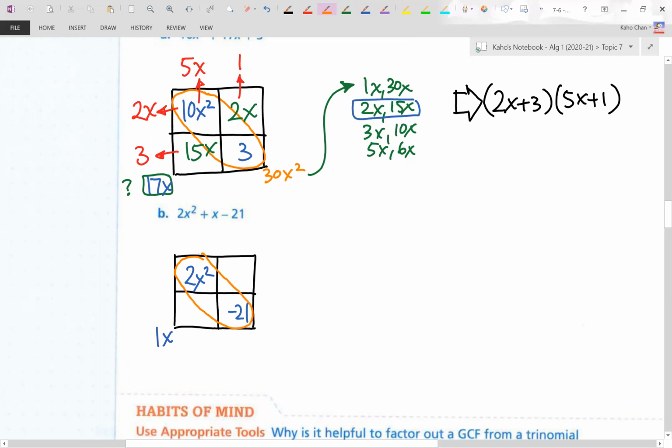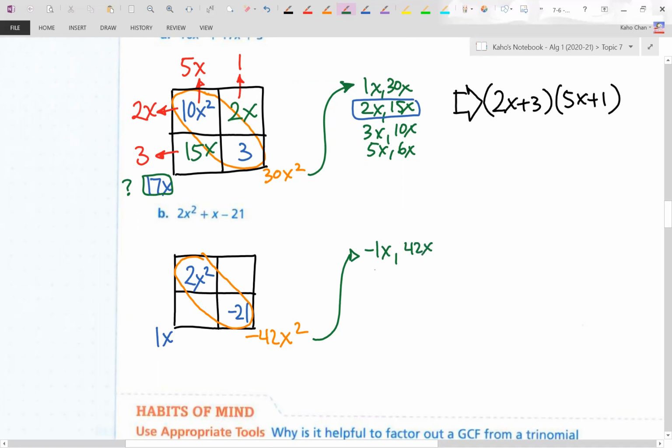2x squared times negative 21 is negative 42x squared. That means one of them has to be negative and one of them has to be positive. Step 3, find all the possible ways of multiplying together to give you negative 42, that when added together will give me positive 1. In your head, you're thinking of all the possibilities. 1 and 42, not even close. 2 and 21, no. 3 and 14, no. It's probably 6 and 7, right?